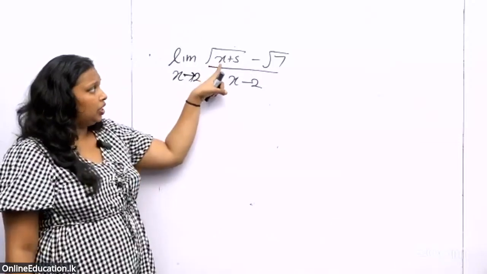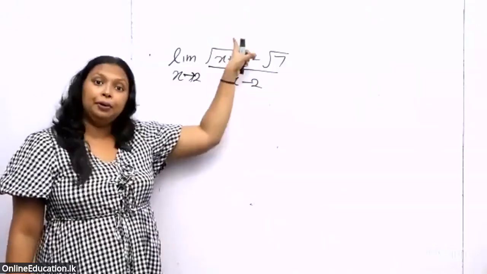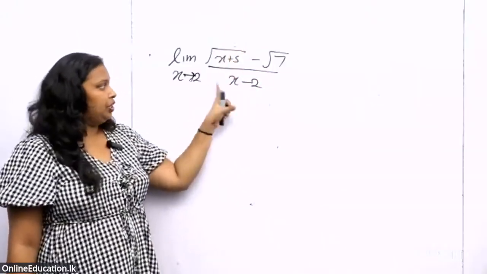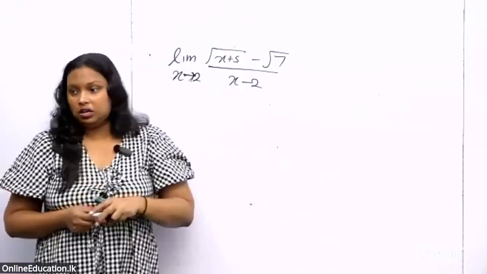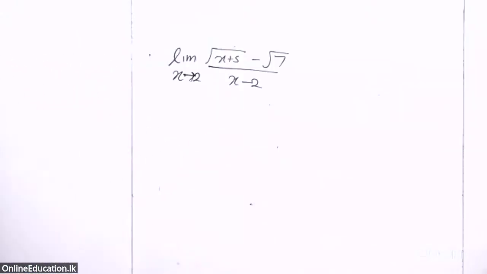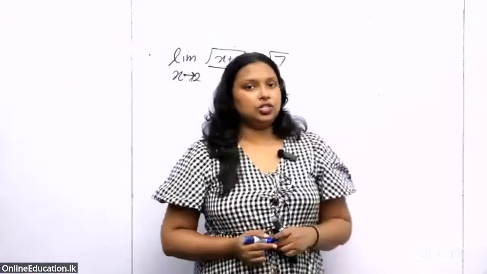Substitute directly: 2 plus 5, 7. Root 7 minus root 7, numerator 0. Denominator also, when you substitute 2, will be 0. So we can't do this because we are getting the undefined condition 0 over 0.